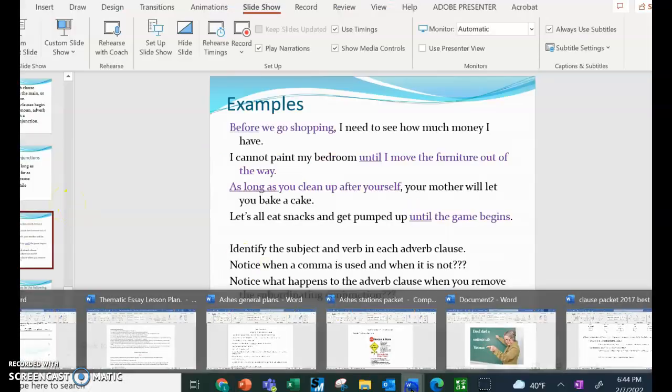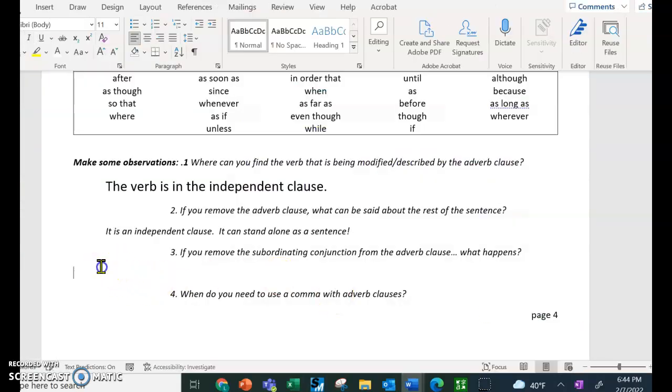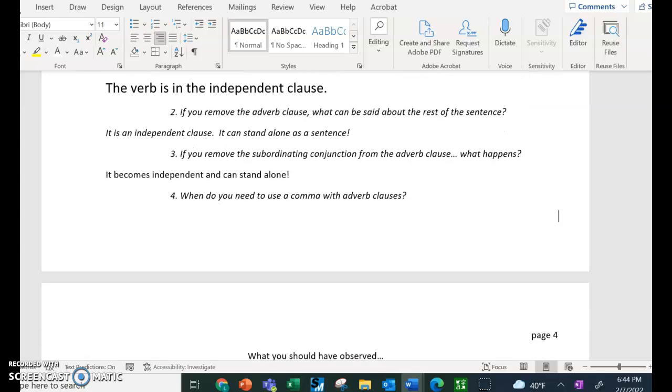So that's what we're going to write on our packet. If you remove the subordinating conjunction from the adverb clause, what happens? It becomes independent and can stand alone. Pause if you need to.